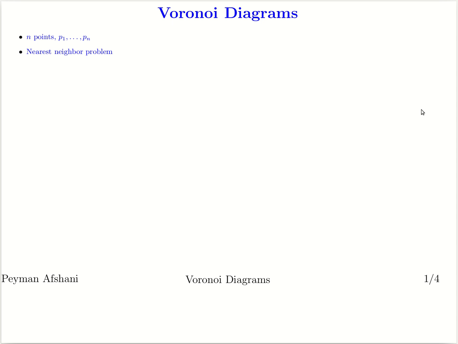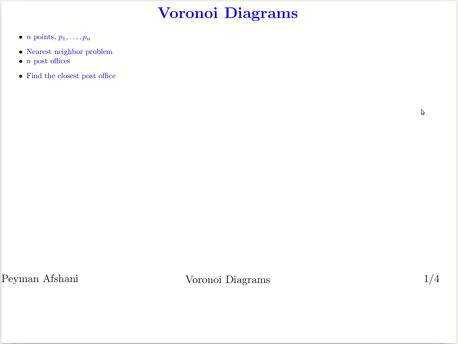In this video, we look at the concept of Voronoi diagrams. To motivate this concept, let's look at the following problem, which is called the nearest neighbor problem. We have endpoints P1 up to Pn, and we'd like to store this in a data structure such that given a query point Q, we'd like to find the closest point among these endpoints to point Q.